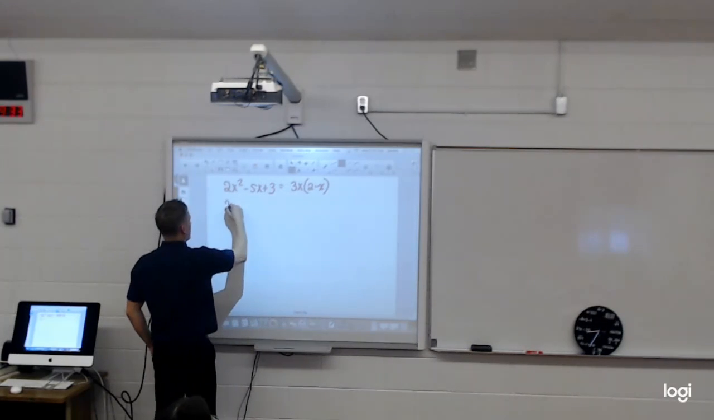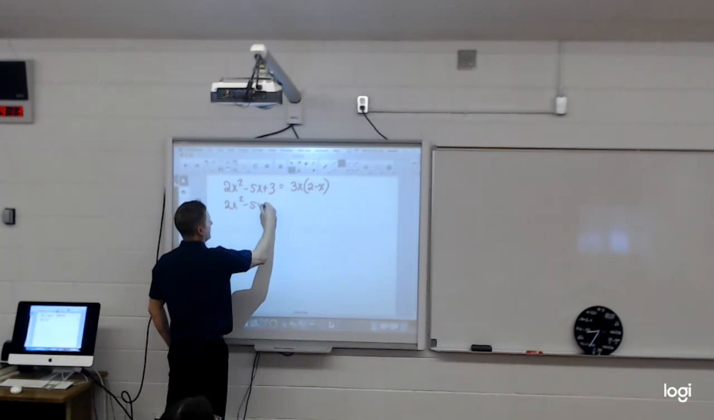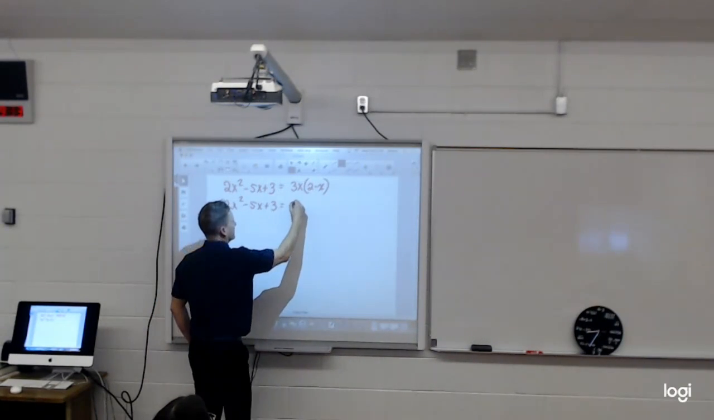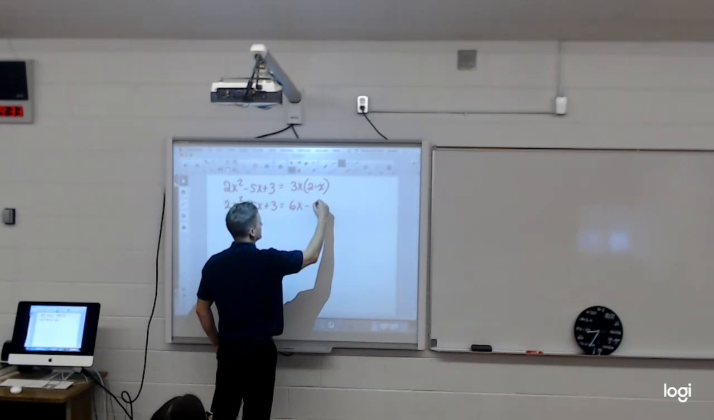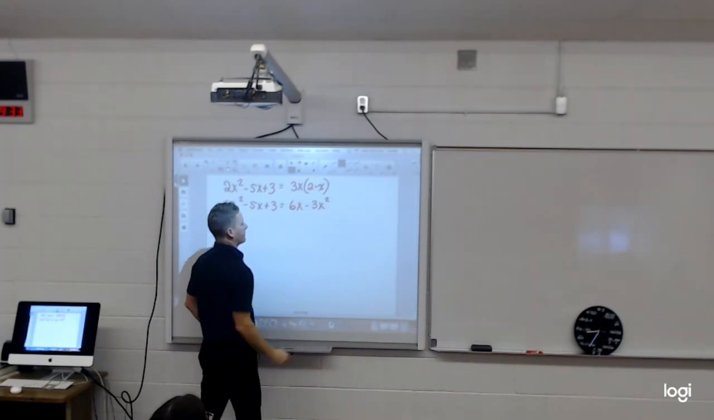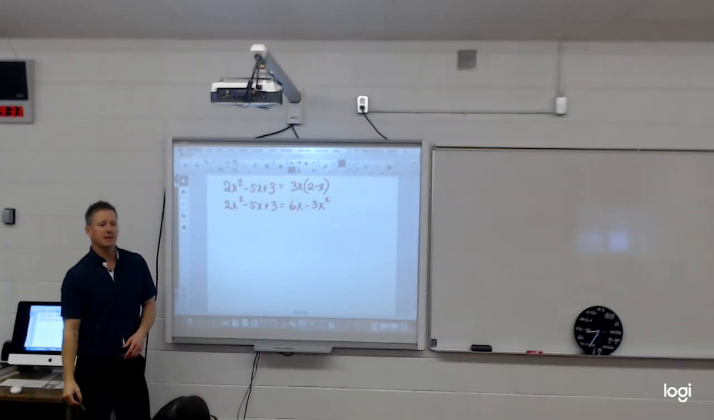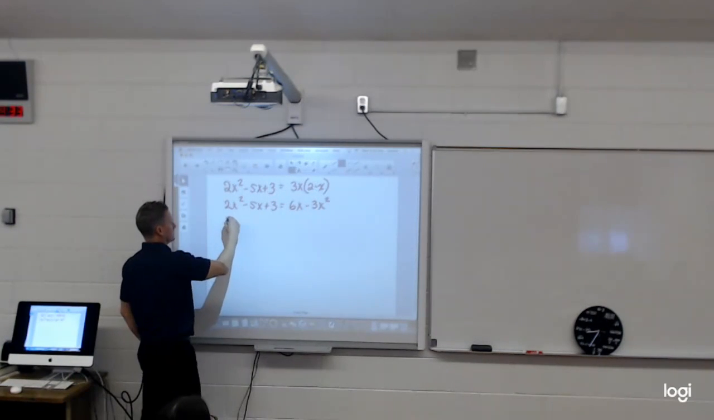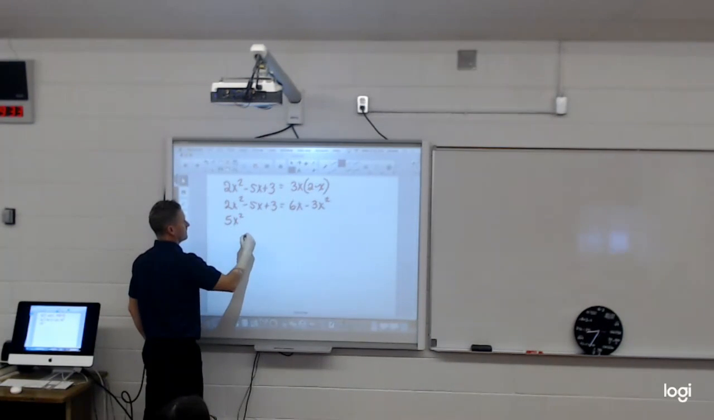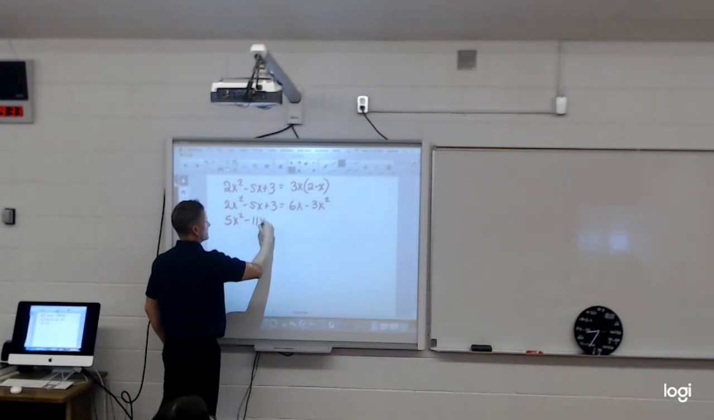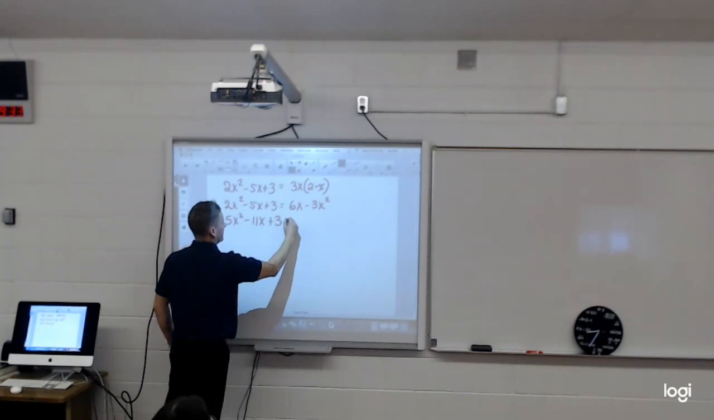So I've got 2x squared minus 5x plus 3 is equal to 6x minus 3x squared, right? So I'm going to get this equation equal to 0. That gives me 5x squared minus 11x plus 3 equals 0.